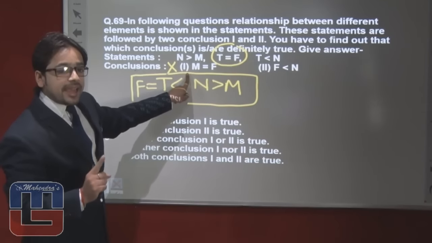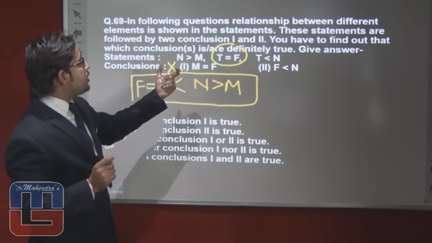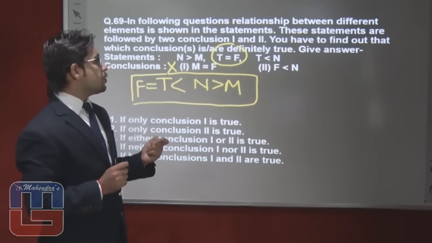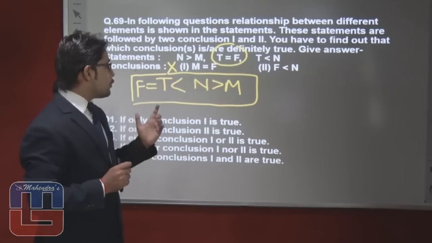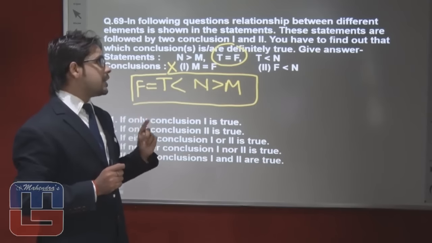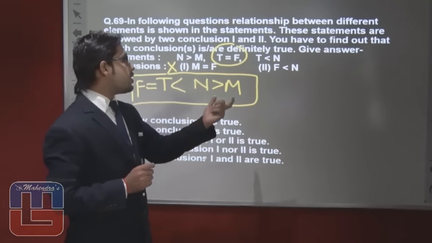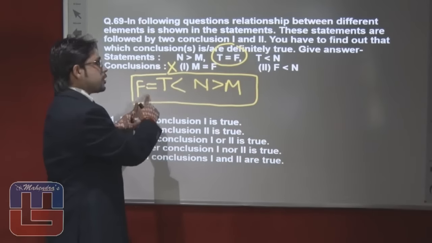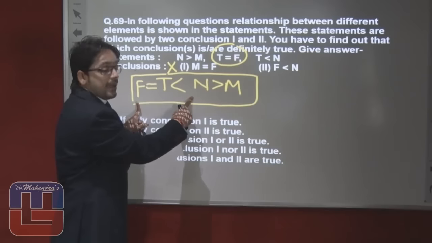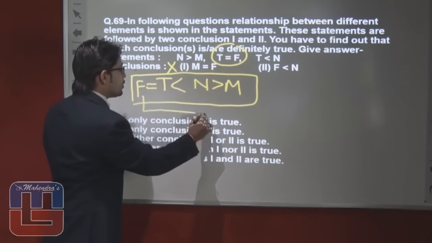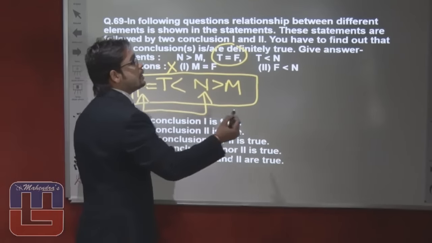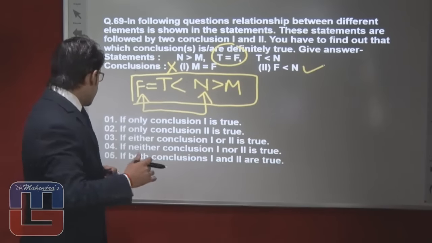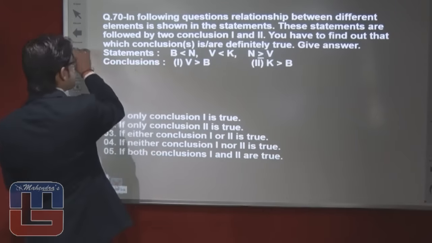Because we have to analyze, the answer is true only when we are sure that it is definitely true. We have to find out which conclusion is definitely true or not. So we can mention only that conclusion as true that is 100% sure. Second conclusion, F is smaller than N. As you can see here, F is equals to T and T is smaller than N. So now we can easily conclude that F is smaller than N. So we can say that the answer of this question will be option number 2. Let's proceed towards the next question.